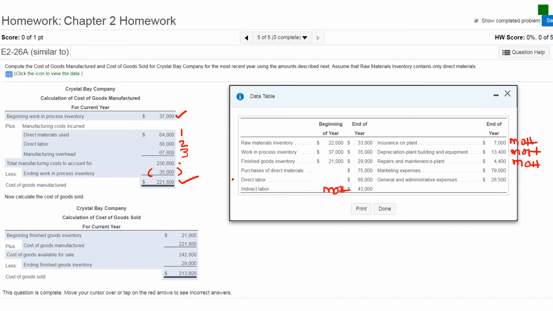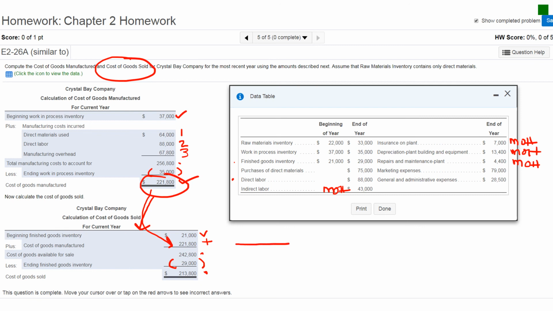Now to get the cost of goods sold, remember cost of goods sold relates to finished goods. So the next step is to take this cost of goods manufactured and show how this fits into your cost of goods sold, which is basically expensing your inventory. We need your beginning finished goods, which is 21,000, that's given up here. We're going to add what you just made, the 221,800, to your finished goods. So you've got 242,800, which is your available for sale. You subtract out your ending finished goods, and voila, there you go. Cost of goods sold is 213,800.